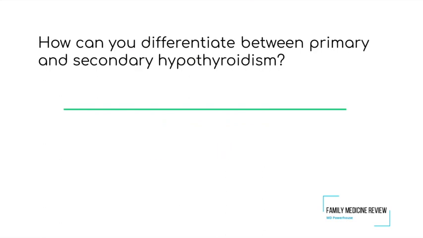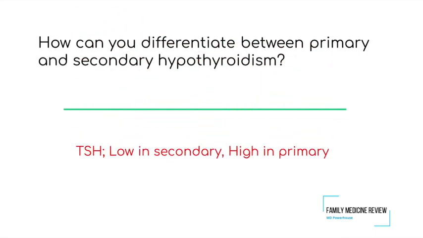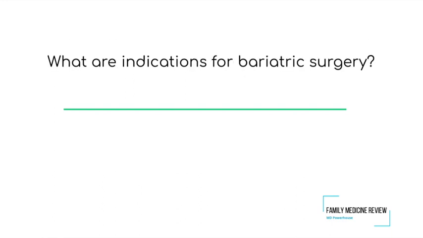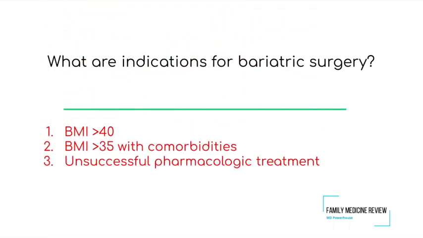How can you differentiate between primary and secondary hypothyroidism? TSH levels. So it will be low in secondary hypothyroidism, but high in primary hypothyroidism. What are indications for bariatric surgery? BMI greater than 40, BMI greater than 35 with comorbidities, and unsuccessful treatment with pharmacological agents.